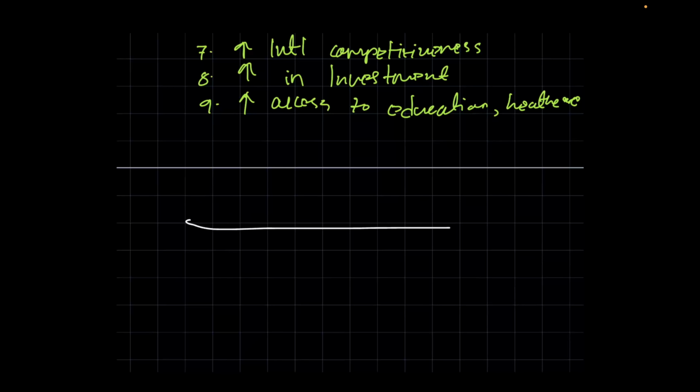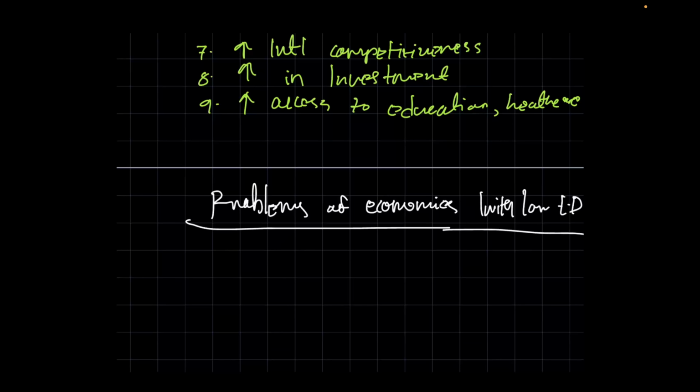Now let's look at the problems of economies with low economic development. So let's look at some of the problems that these economies face. Number one, they have very high population. So this could massively deter their ability to grow in terms of living standards, because there's too many people. Then there could be international debt, which could impact their balance of payments.